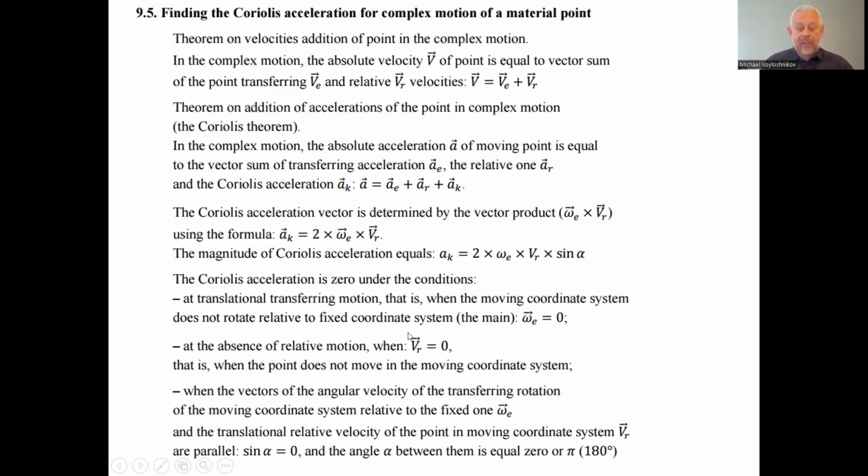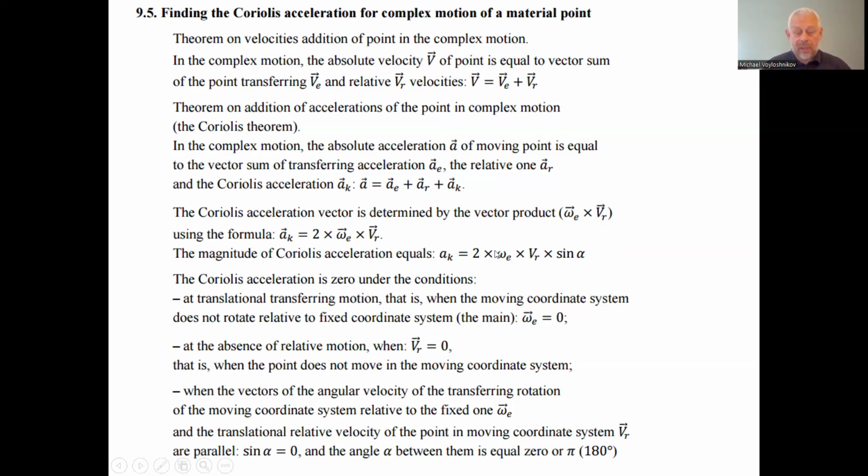The second case is the absence of the relative motion, that is, if the point does not move in the moving coordinate system. Then as well the Coriolis acceleration has to be equal to 0. And also if the vector of the transfer angular velocity and the vector of the relative translational velocity are parallel, that is, sine alpha is equal to 0, when the angle alpha is equal to 0 or equal to pi radians, 180 degrees.